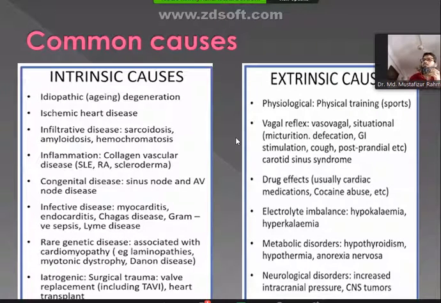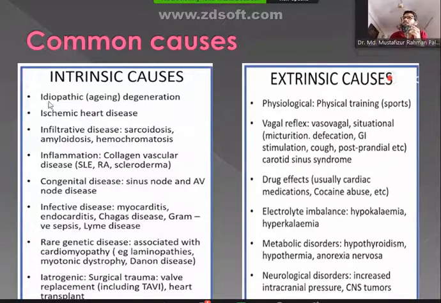And let us see some common causes of bradyarrhythmias. There are a lot of causes, but some are very important for us. There are some intrinsic causes and some extrinsic causes. I'm moving with the intrinsic causes. Idiopathic aging degeneration is the commonest, and the next one is ischemic heart disease.